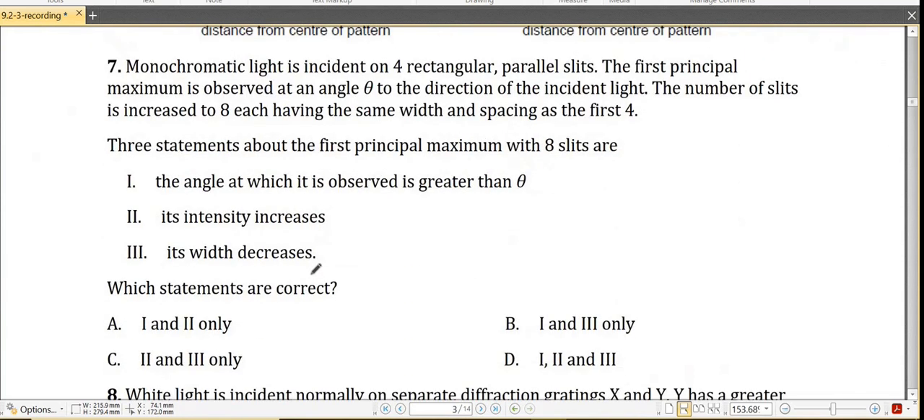Number 7. Monochromatic light is incident on 4 rectangular parallel slits. The first principal maximum is observed at an angle theta to the direction of the incident light. The number of slits is increased to 8, each having the same width and spacing as the first 4.